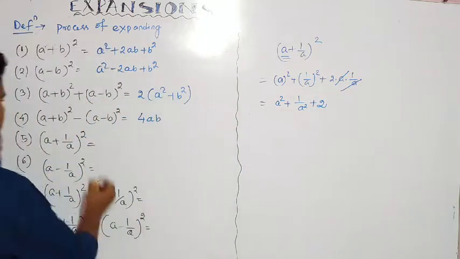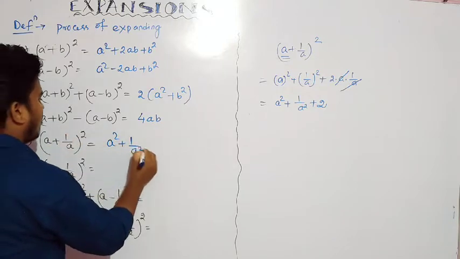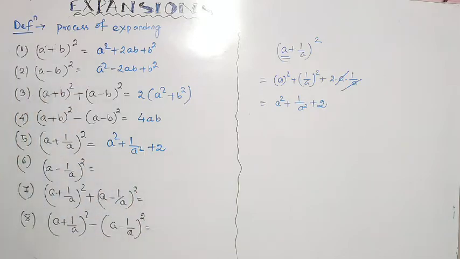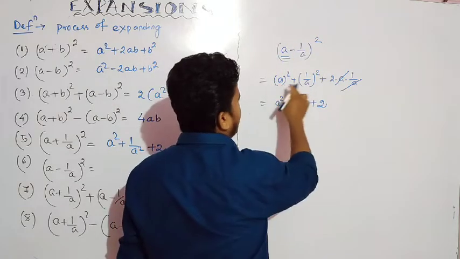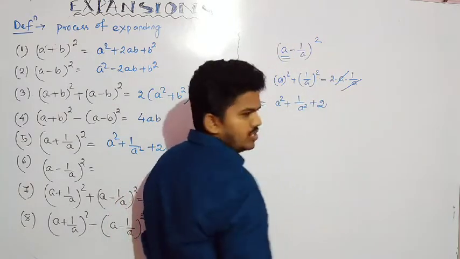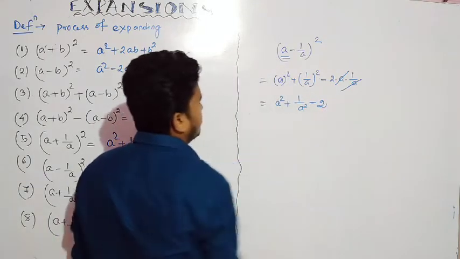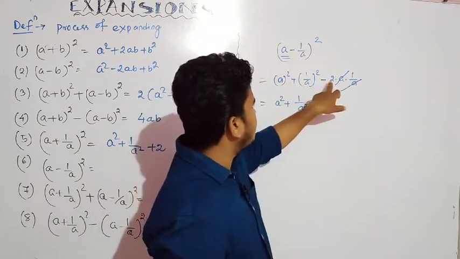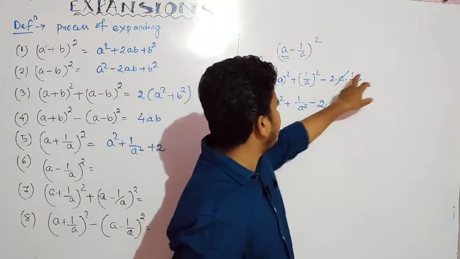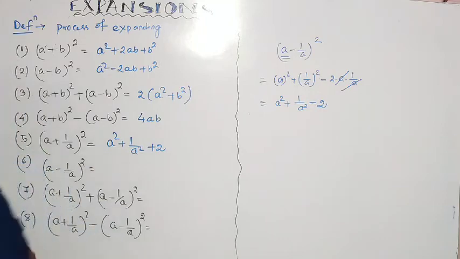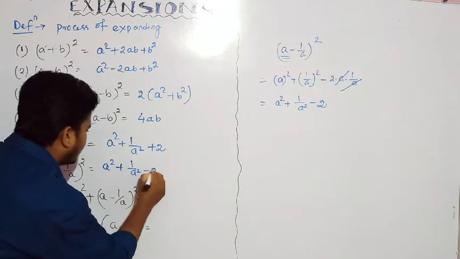So what is the formula here? After expansion we will get (a + 1/a)² = a² + 1/a² + 2. Next, if I take minus, what happens? (a − b)² = a² + b² − 2ab, so minus 2 into a into 1/a. Here the a and a will be cancelled, and we get 2 into 1, minus 2. So after expansion of (a − 1/a)², we will get a² + 1/a² − 2.